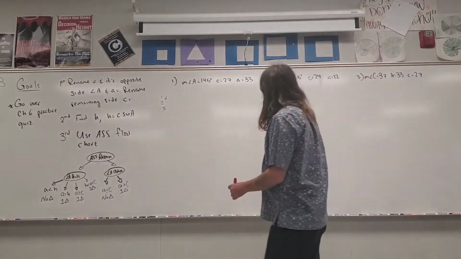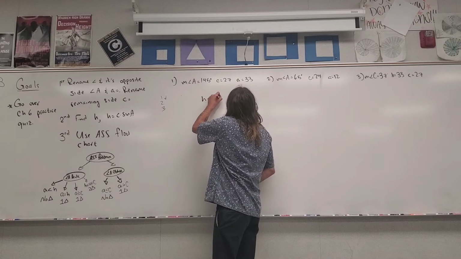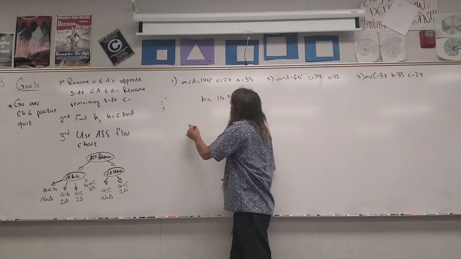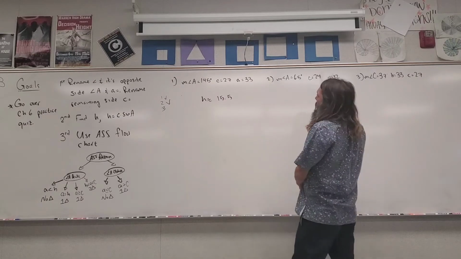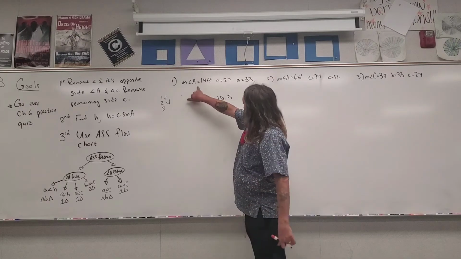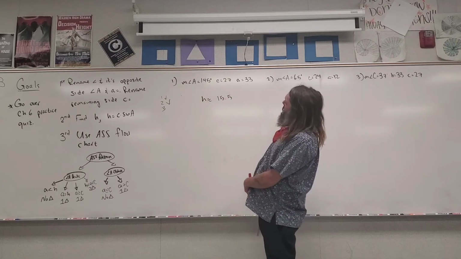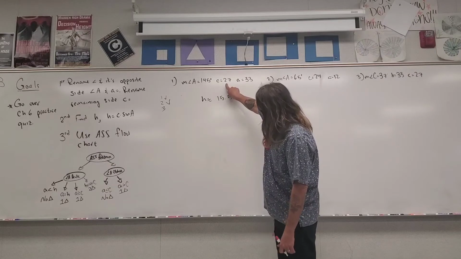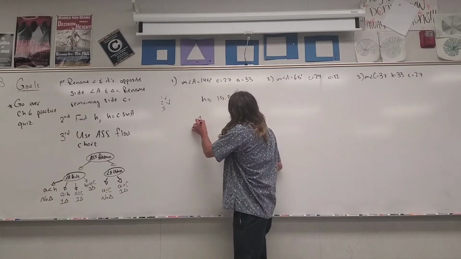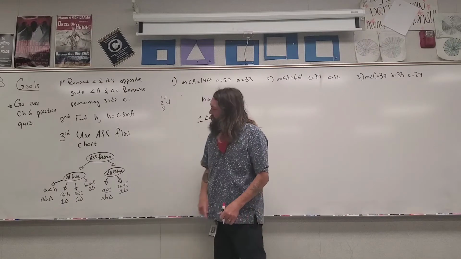That's 15.48. So the height is roughly 15.5. All right. And now we're going to use our angle side-side flow chart. Well, I've got an obtuse angle, so I'm here. Let's see here. A is larger than C, so that means that this has one triangle, right? Obtuse, A is larger than C, one triangle.